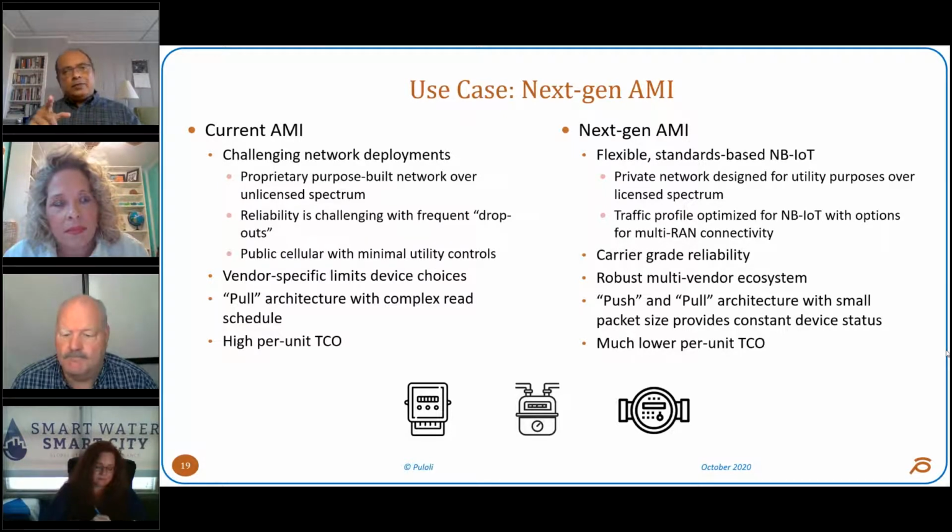The one other thing I forgot to mention in the slide is the battery operation, the battery-operable friendliness of NB-IoT, particularly when it comes to gas and water meters.